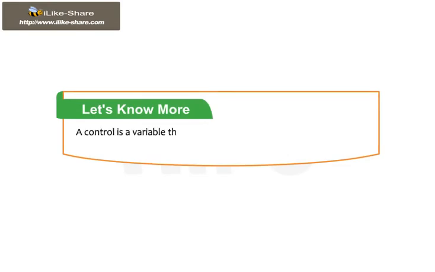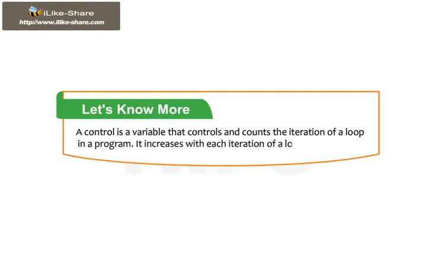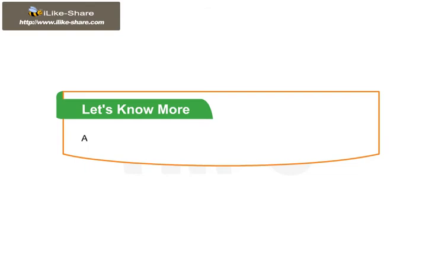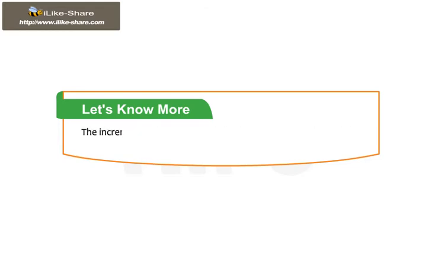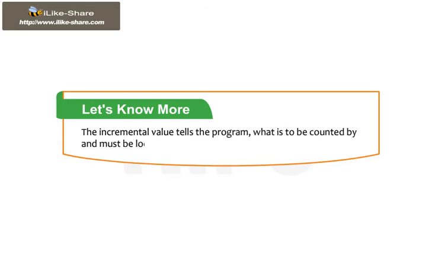Students, let's know more. A control is a variable that controls and counts the iteration of a loop in a program. It increases with each iteration of a loop in a program. A control needs two things in order to function. Number 1, an initial value. Number 2, an incremental value. The initial value is usually 0 and must be located outside the loop. The incremental value tells the program what is to be counted by and must be located inside the loop.